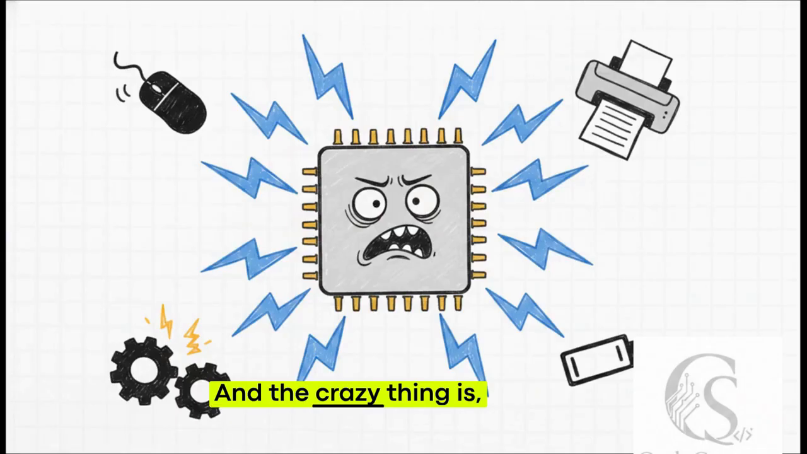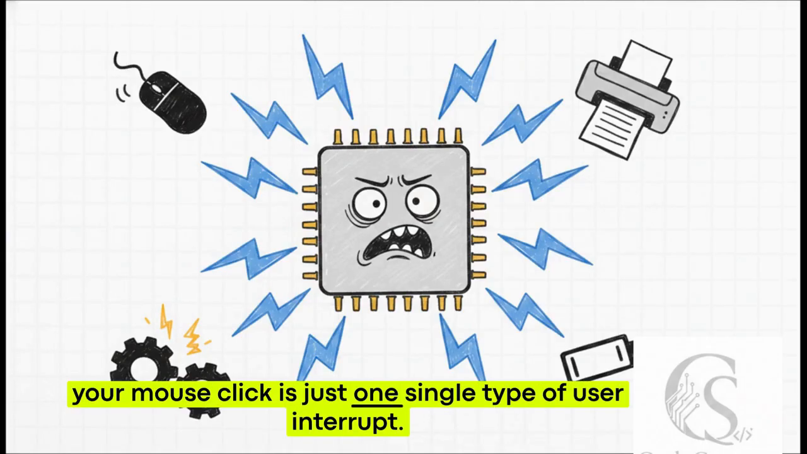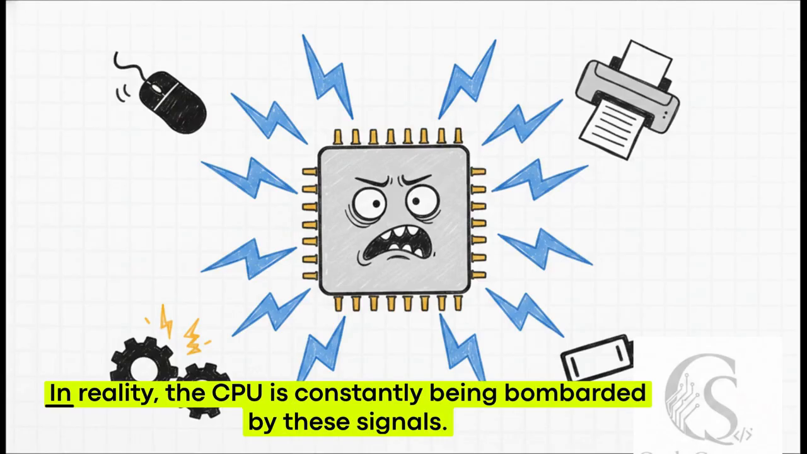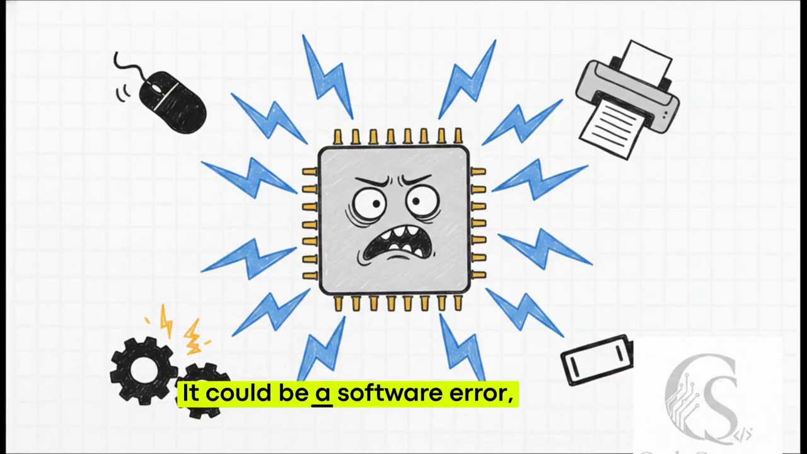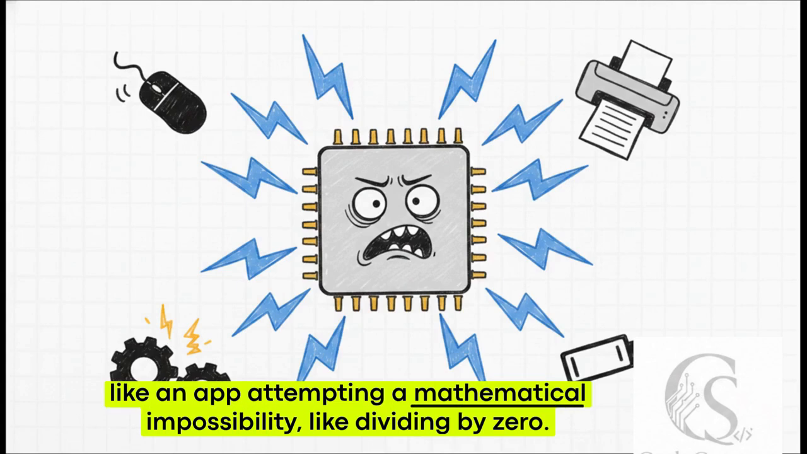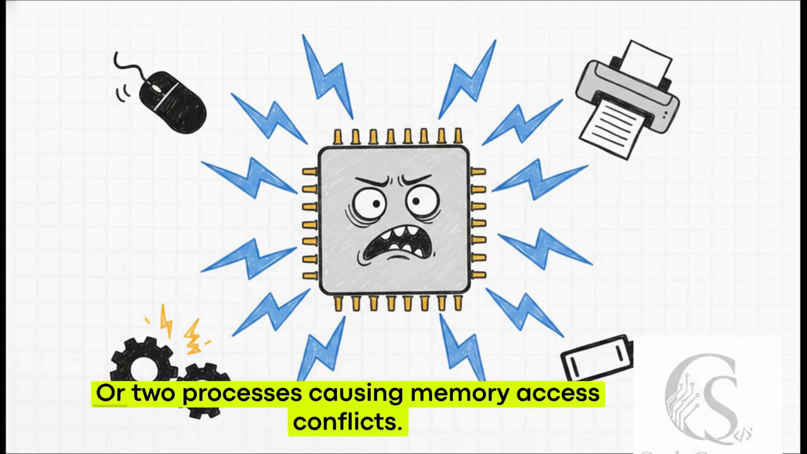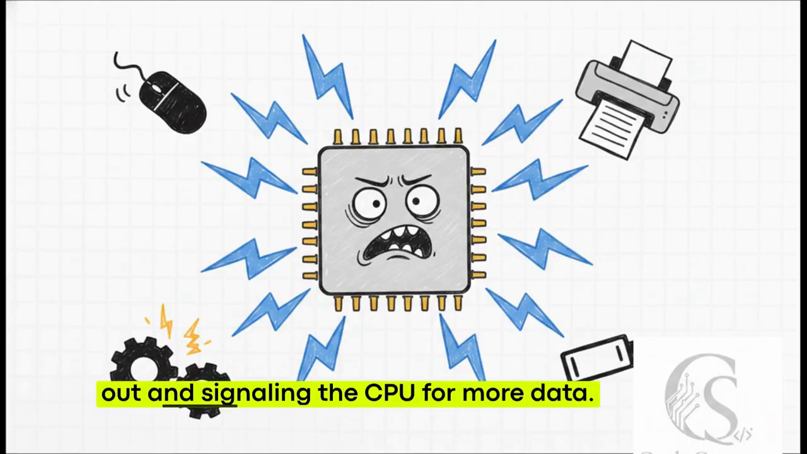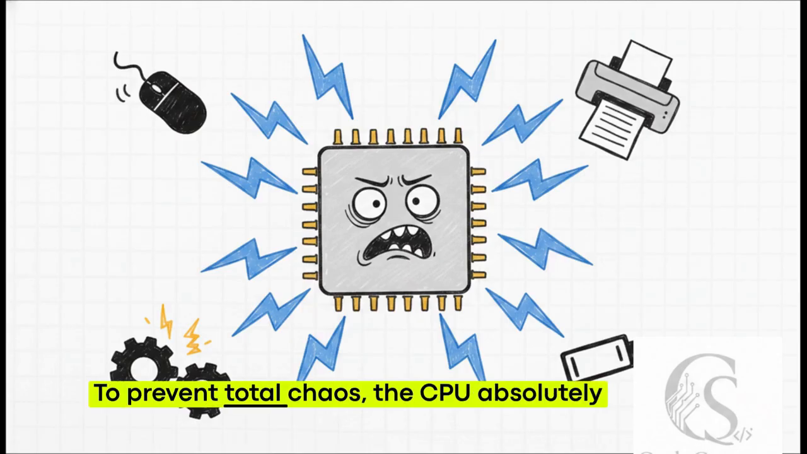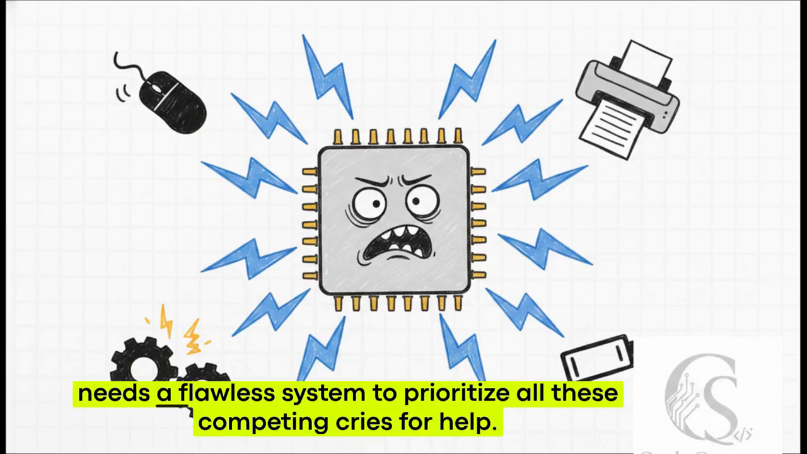And the crazy thing is, your mouse click is just one single type of user interrupt. In reality, the CPU is constantly being bombarded by these signals. It could be a hardware fault, like a printer paper jam. It could be a software error, like an app attempting a mathematical impossibility, like dividing by 0, or two processes causing memory access conflicts. It could even be input-output processes, like a disk drive buffer emptying out and signaling the CPU for more data. Throw in timing signals, and it's a lot. To prevent total chaos, the CPU absolutely needs a flawless system to prioritize all these competing cries for help.